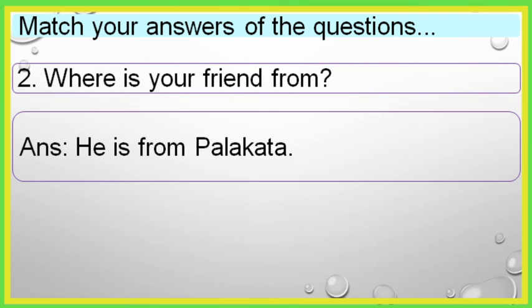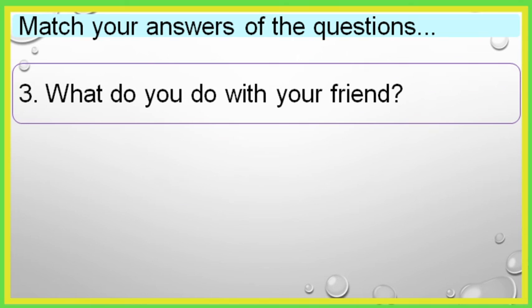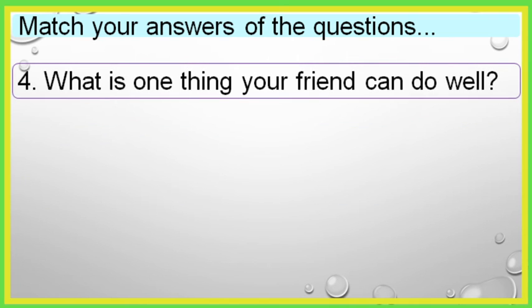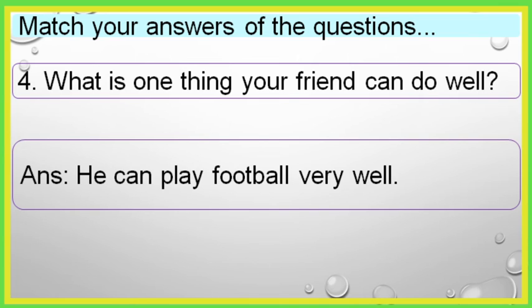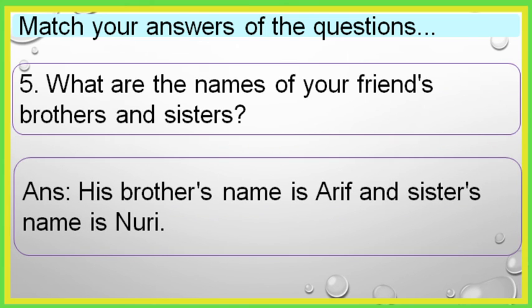Where's your friend from? What do you do with your friend? What's one thing your friend can do well? Yes, here he can play football very well, but I have said you can write anything. Now, what are the names of your friend's brothers and sisters? Here, his brother's name is Arif and sister's name is Nuri. Instead of these names, you can write your friend's brothers' and sisters' names.